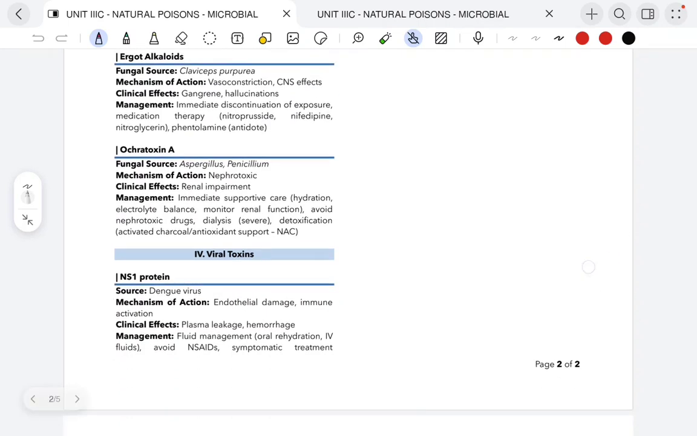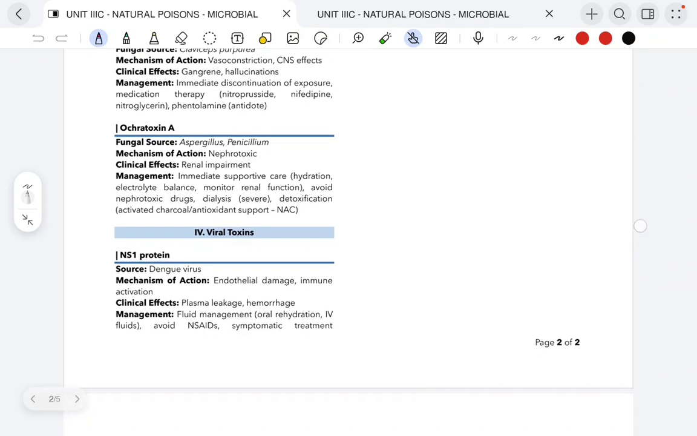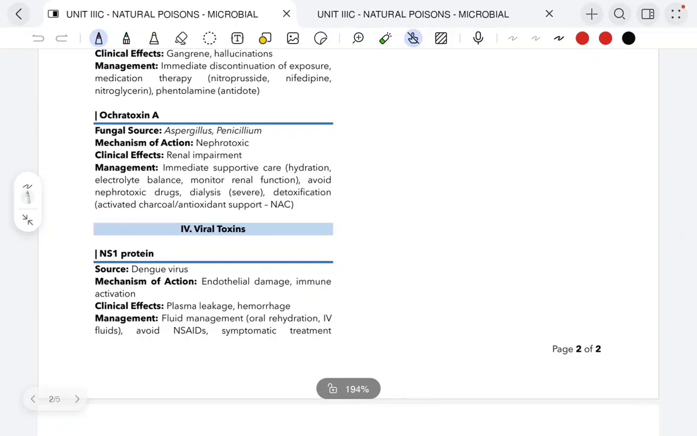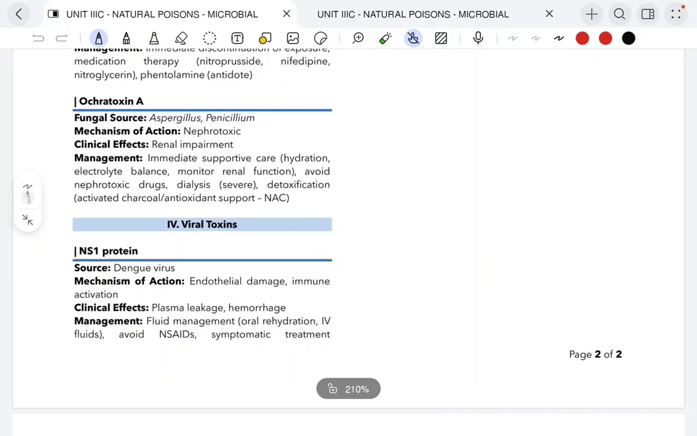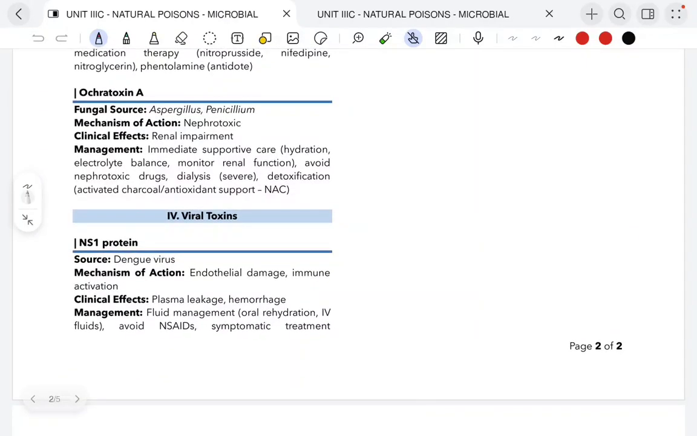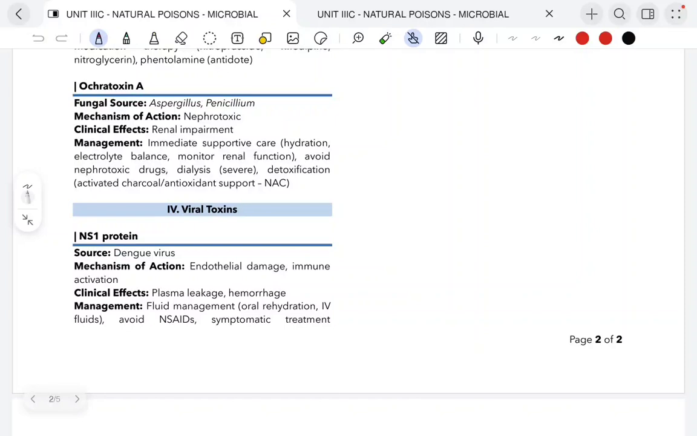Okay. Then next, we have your ochratoxin A. So from your Aspergillus genus, and we have your Penicillium. So they are both nephrotoxic, meaning they can cause renal impairment. So for the management, we can provide immediate supportive care, like for example, hydration, medications to replenish our electrolytes, and of course, we need to monitor renal function.